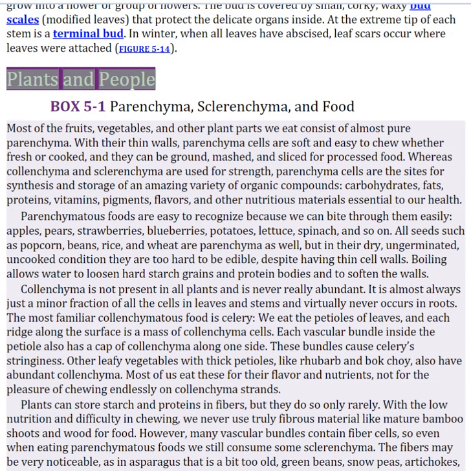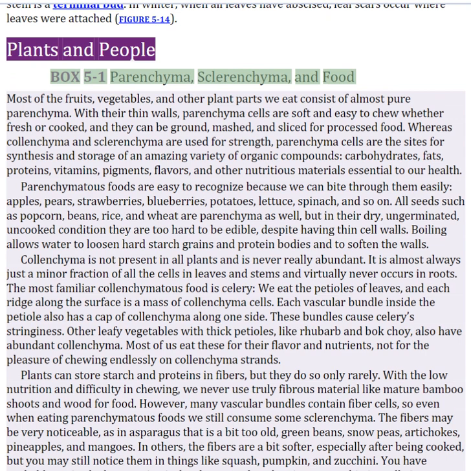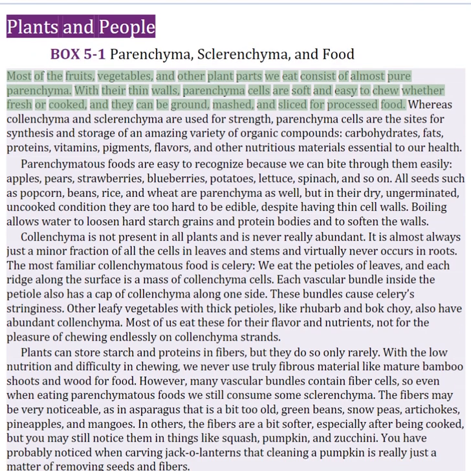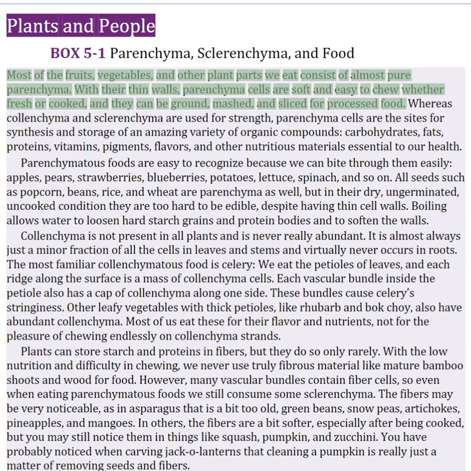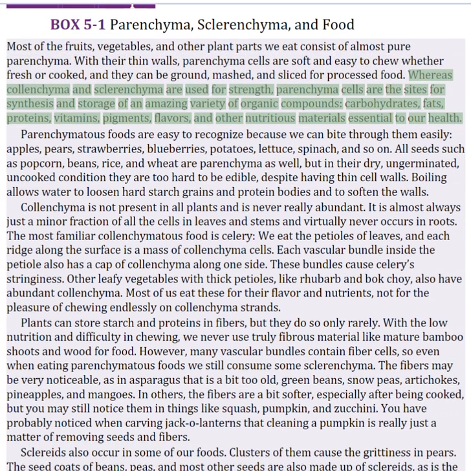Plants and people. Box 5-1: Parenchyma, sclerenchyma, and food. Most of the fruits, vegetables, and other plant parts we eat consist of almost pure parenchyma. With their thin walls, parenchyma cells are soft and easy to chew whether fresh or cooked, and they can be ground, mashed, and sliced for processed food. Whereas collenchyma and sclerenchyma are used for strength, parenchyma cells are the sites for synthesis and storage of an amazing variety of organic compounds: carbohydrates, fats, proteins, vitamins, pigments, flavors, and other nutritious materials essential to our health.